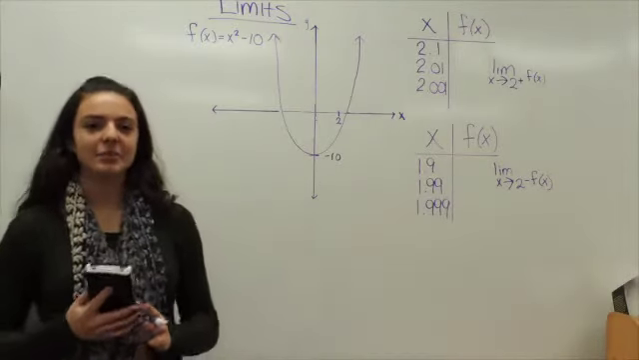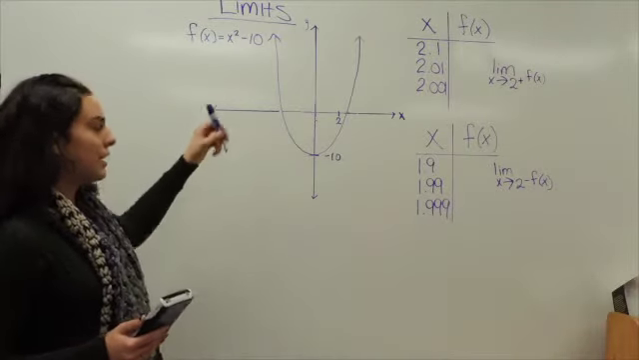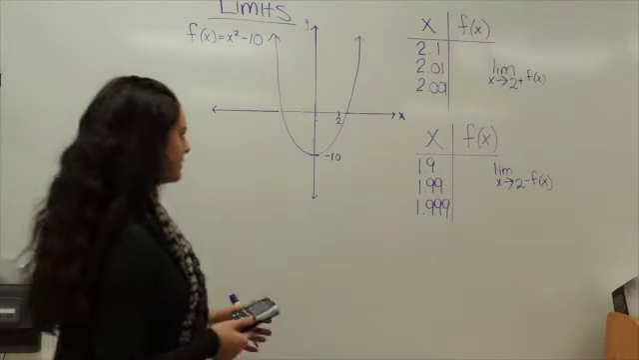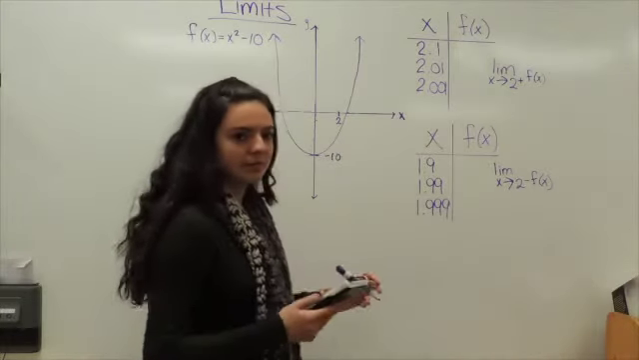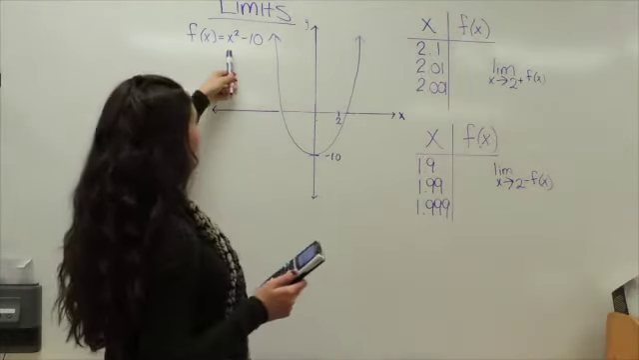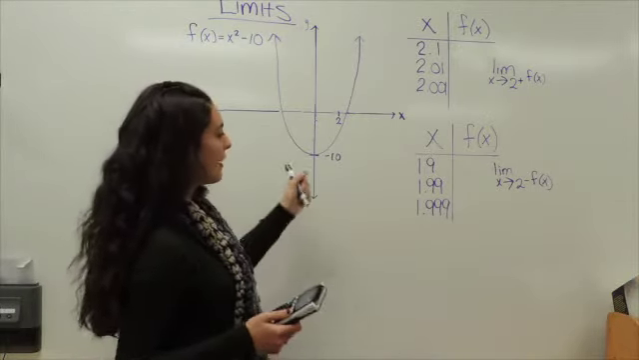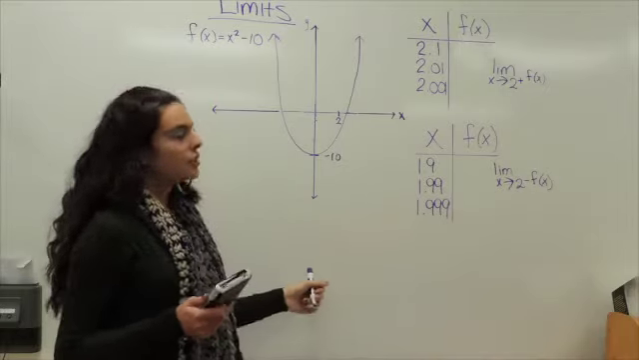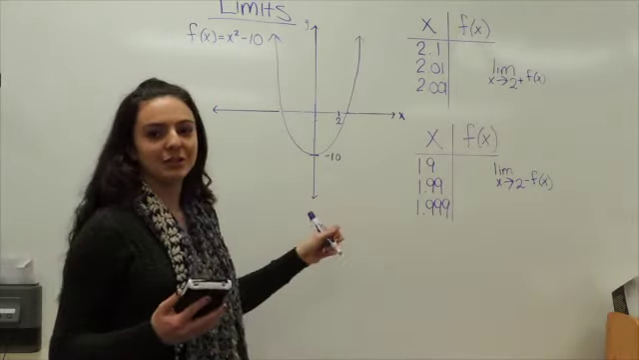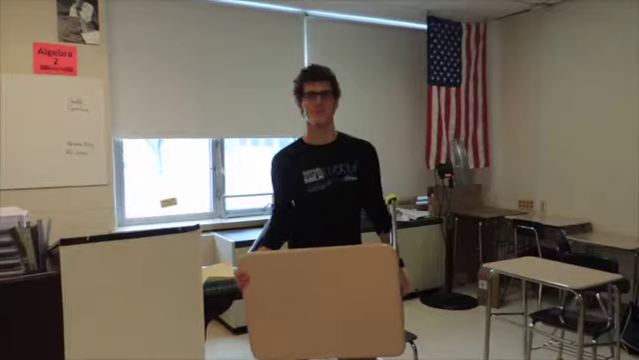So now we're going to deal with trying to find limits while dealing with the equation of a graph instead of just looking at it and estimating. So, right here we have the graph x squared minus 10, which is a parabola. We're going to try to find the limit as x approaches 2. To find the limit as x approaches 2, you have to approach 2 from the left and from the right. So we're going to do this using tables.